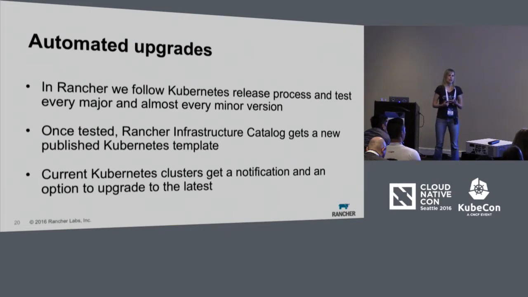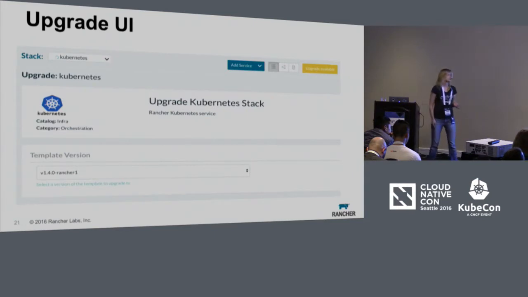Once tested, we publish the new template to our infrastructure catalog. And the users who have Kubernetes deployments get a notification. Okay, you have a choice to upgrade to the latest Kubernetes version. It's optional. You can go with your older version. And if you decide to upgrade, you can upgrade with just one click. You pick your desired template to upgrade to, and Rancher will perform the rolling upgrade for you.